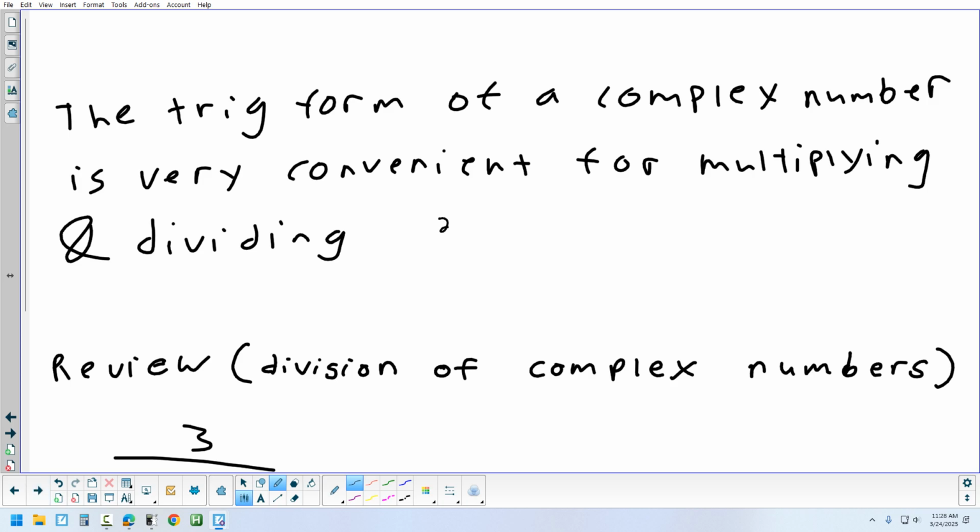Let me just make up 2 complex numbers. You don't have to write this. I just want you to watch me multiply them together in trig form. You don't know how to do this yet, but I think you'll see how to do it just by me writing an example.